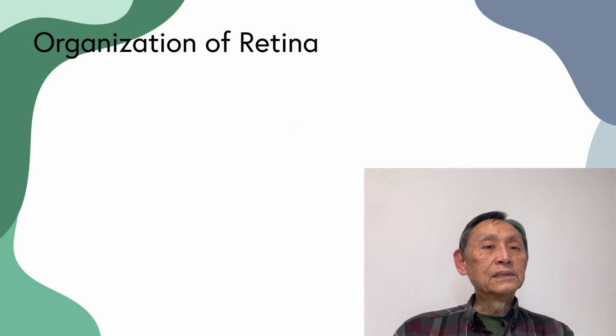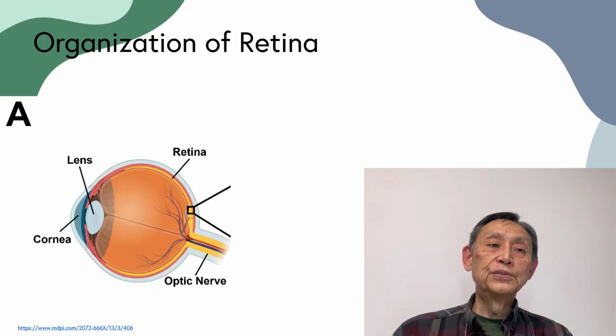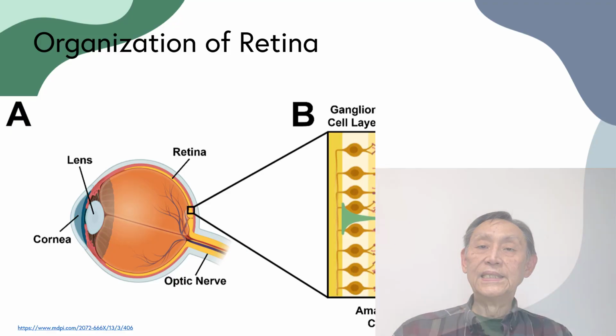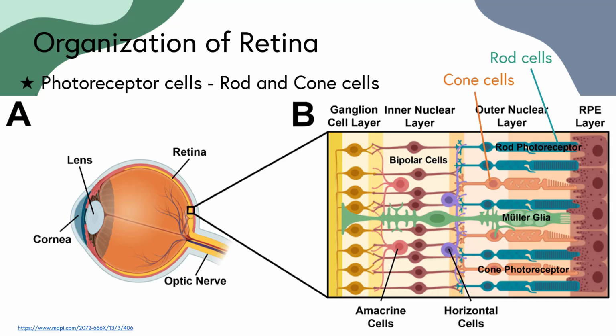Now we get a closer look at the most important tissue of the eye. That's the retina, the innermost membrane at the back of the eye. The retina is more than one layer of cells. The most important light-sensitive cells are of two kinds. One is called the rod, the other is called the cone. So it's cone cells and rod cells.